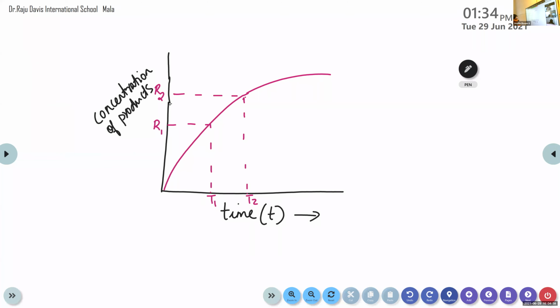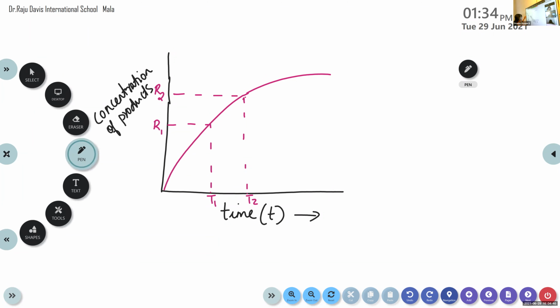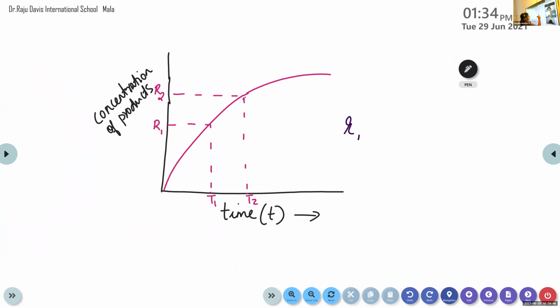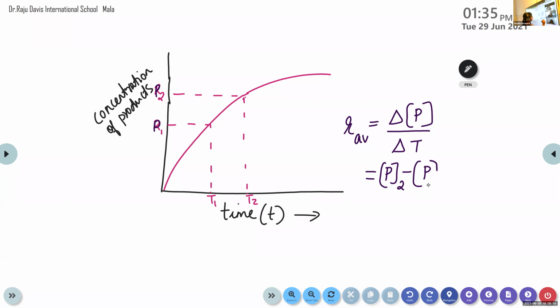Okay. So here also the same method to find the average rate of a chemical reaction, that is R average is equal to, here no need of a negative sign, delta concentration of, sorry, here it is P1 and P2. Delta P divided by delta T. It is concentration of P2 minus concentration of P1 divided by T2 minus T1. This is the equation to find the average rate of a chemical reaction.